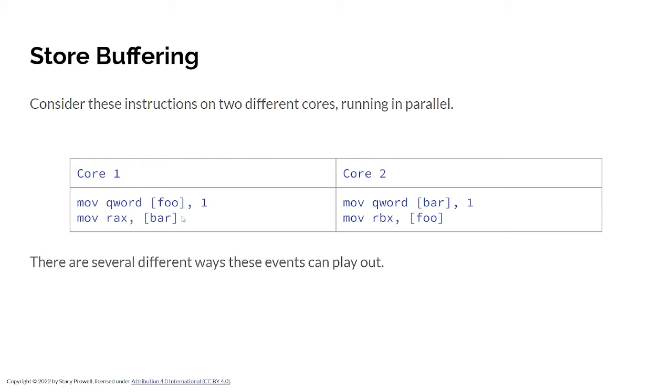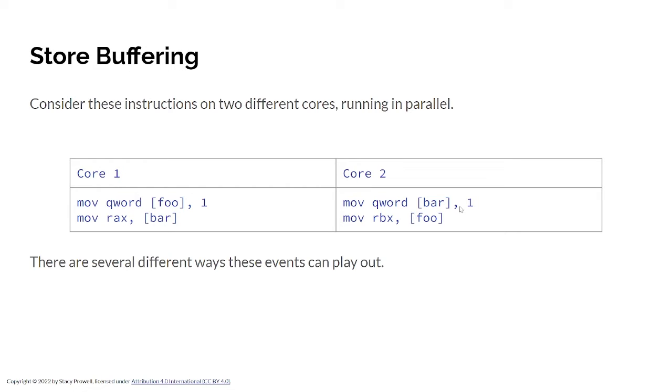Following that, we take whatever the contents are of location bar and we move it into the register, or the processor variable, called RAX. So at the address pointed to by foo, we put a 1 at that location. The register RAX, we store the contents of bar in that register.